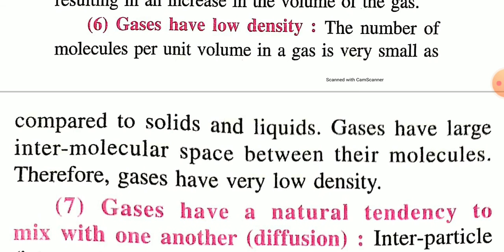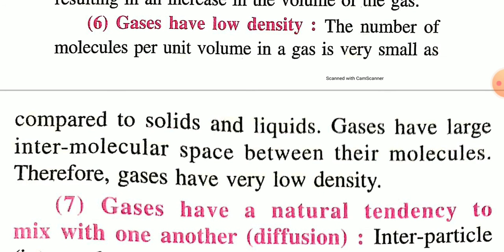Next, density of gas. Gases have low density compared to solids and liquids. This is because the number of molecules per unit volume in a gas is very small as compared to solids and liquids. And gases have large intermolecular space between their molecules, therefore gases have very low density.